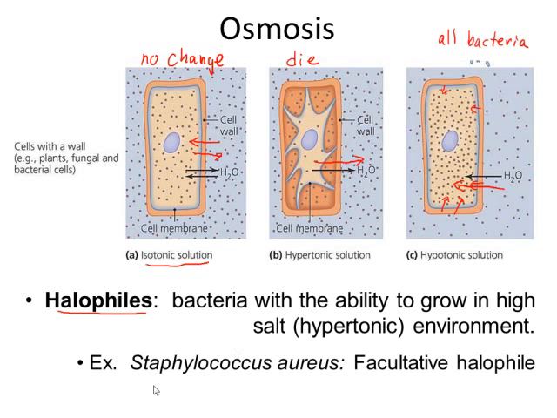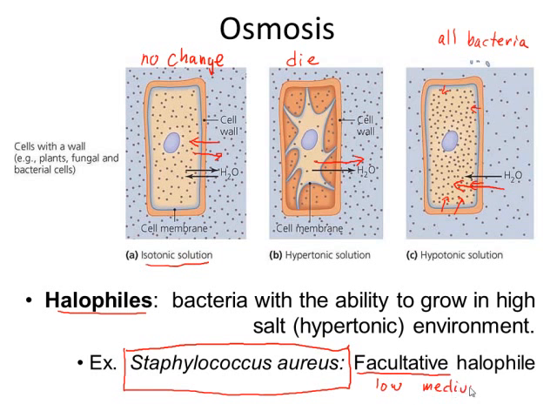Now, a great example of this, and one you should know, I want you to learn this, commit it to memory here. Staphylococcus aureus is a specific bacteria that is a halophile. It can grow in high salt, but it's facultative in nature. That means it can grow in low salt, it can grow in medium amounts of salt, it can grow in high salt, it can adjust to its environment. Now, when I show you this later on in the semester, I hope it makes sense.